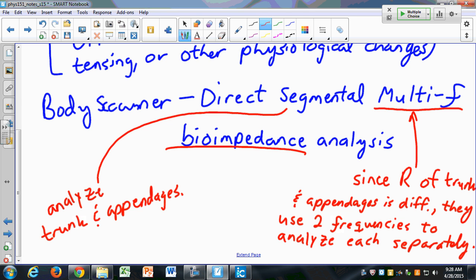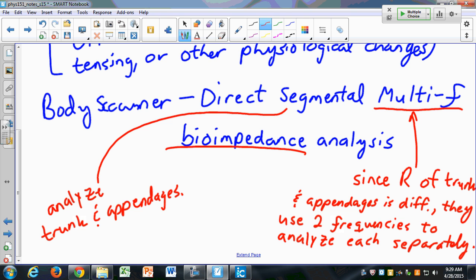What is impedance? That's just a fancy word for what? What does it mean to impede something? What does the word impede mean? Or more importantly, what is it a synonym for? When you use the word impede, how do you use it? Slow down. To slow down, right.